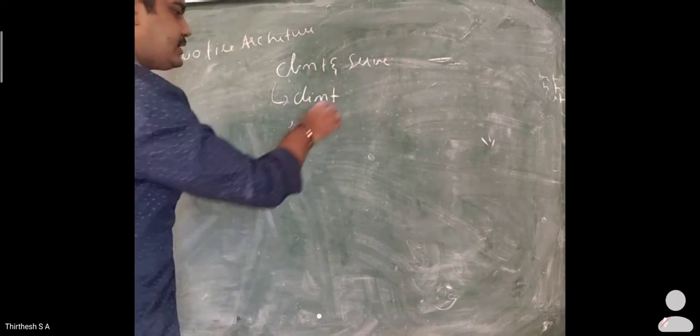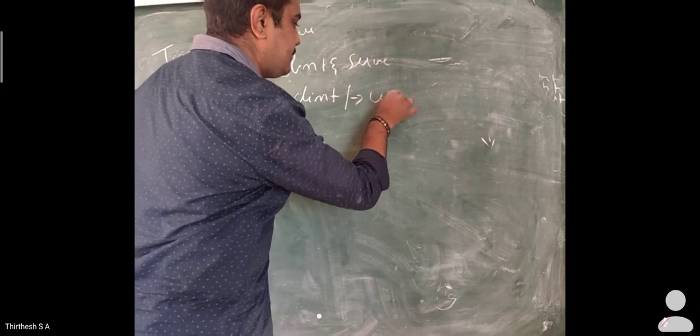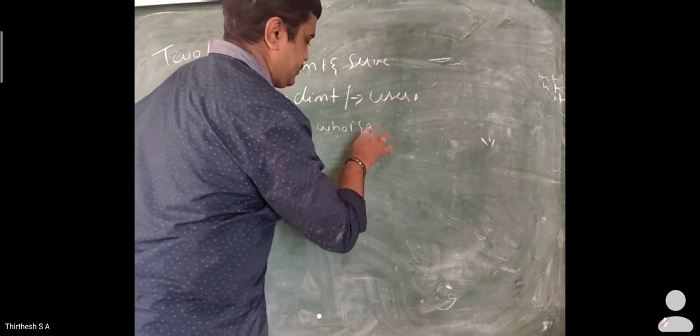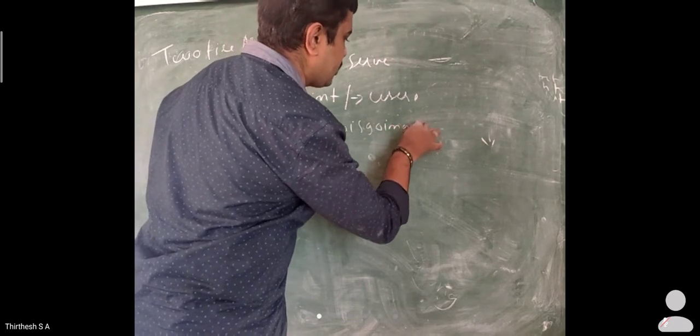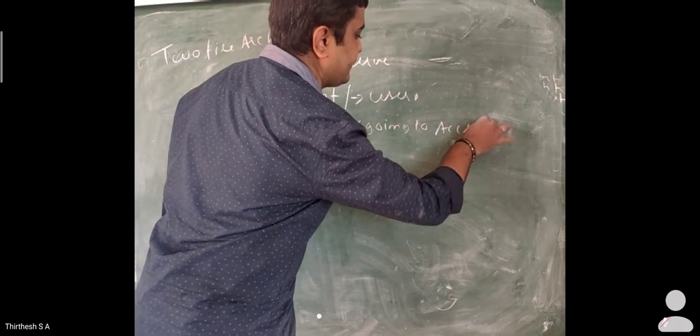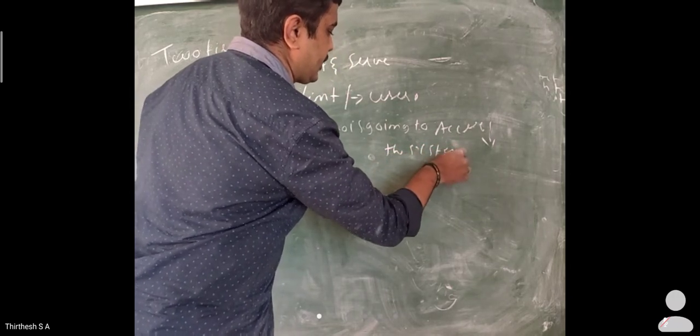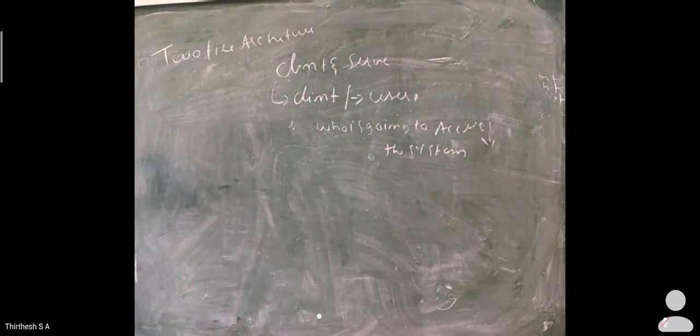So who is the client? A client will be a user who is going to access the system. Okay. So how is a two-tier architecture?